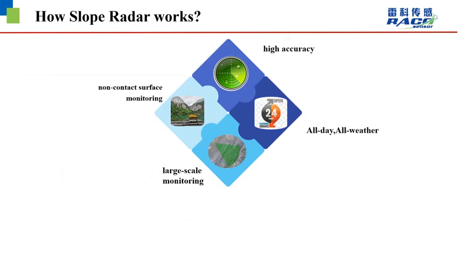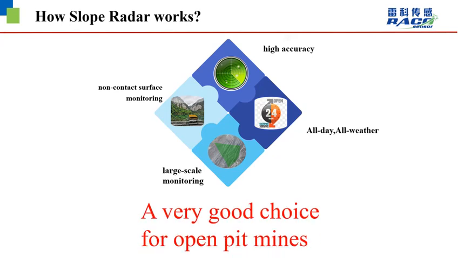There are some characteristics that differentiate slope radar from traditional monitoring methods like GNSS or total station. First, non-contact. Second, high accuracy. Accuracy would be up to 0.1 millimeter. Third, all day, all weather. Fourth, large scale. So you can see, slope radar is a very good choice for open pit mines. Next, I will introduce our slope radar products.